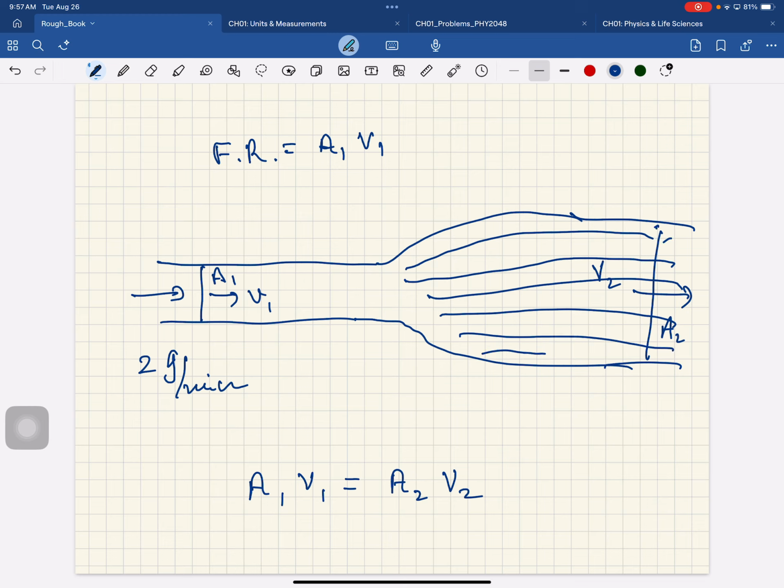And that's how it works. Now the area is the total area of all those capillaries. The total area of all those capillaries is thousands of times bigger than that, and the blood moves 1,000 times slower.